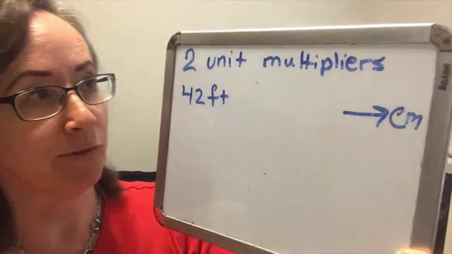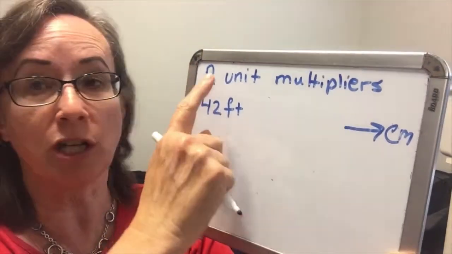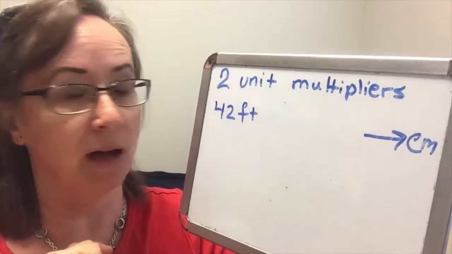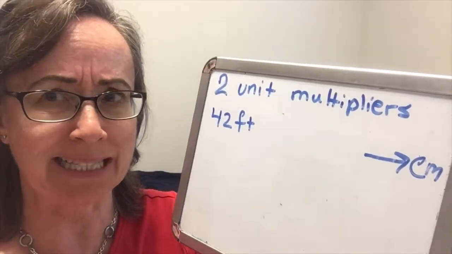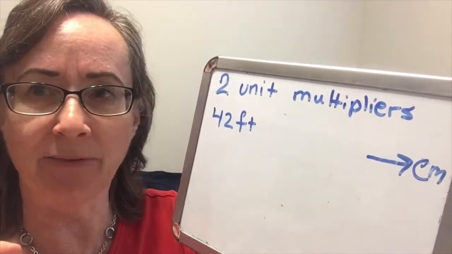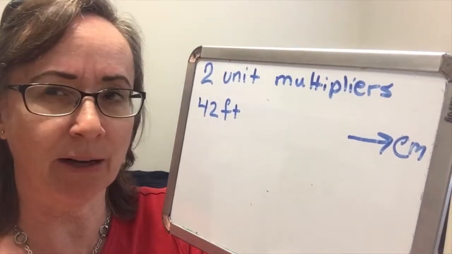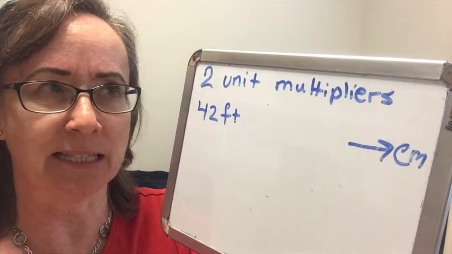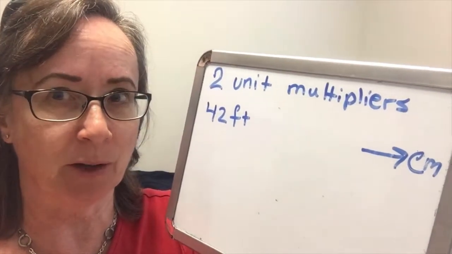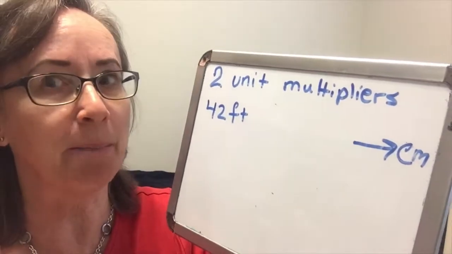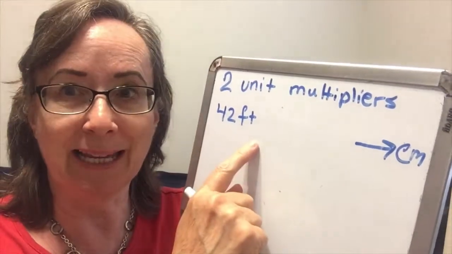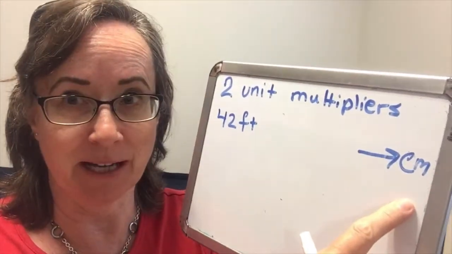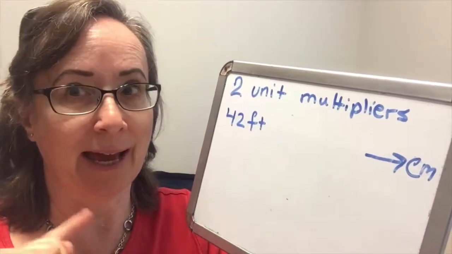Now we're on example 4.9, and we are to use 2 unit multipliers, not just one. And that's a good thing because it would be hard to get from feet to centimeters. We really have been able to narrow down how many of these unit multipliers we have to memorize. And so we're going to memorize one spot to convert from English measure to metric measure. And that's going to be at inches.